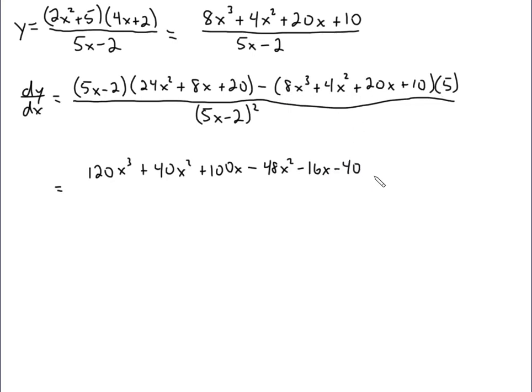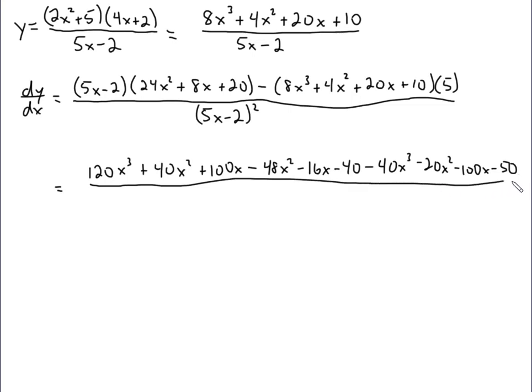And then we'll distribute the 5 and the negative to the rest of this stuff. So 8 times 5, 40, so we get minus 40x to the third. Distribute the 5 there, plus or minus 20x squared. To the next one, plus minus 100x, and the last one plus or minus 50. So a lot of stuff in the numerator, and still it's all divided by denominator squared.